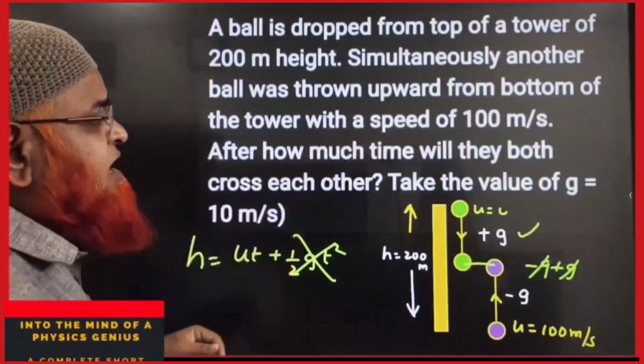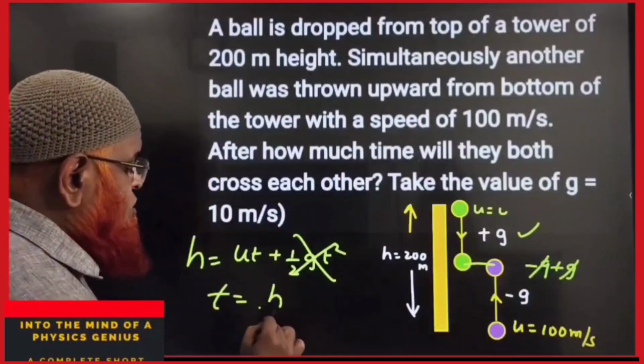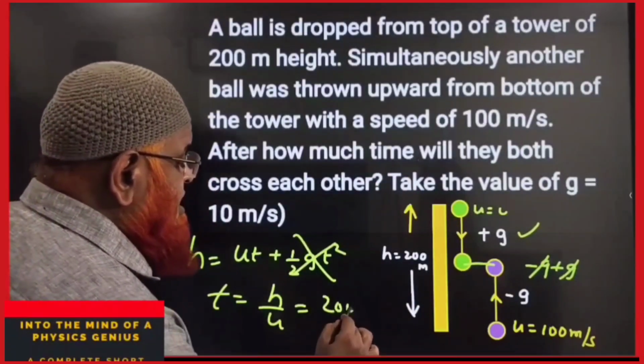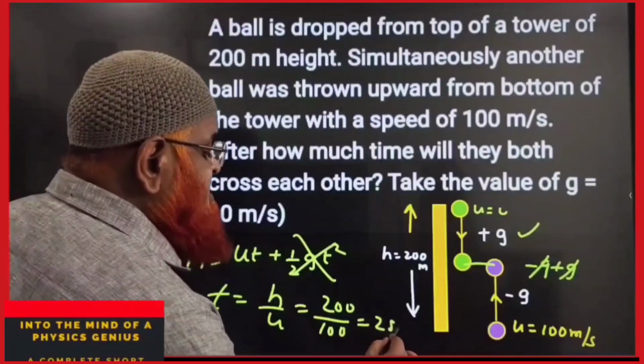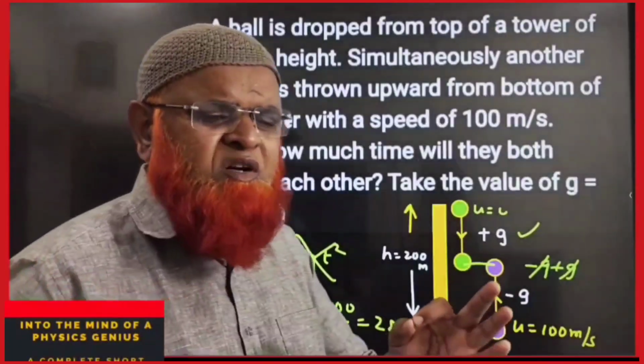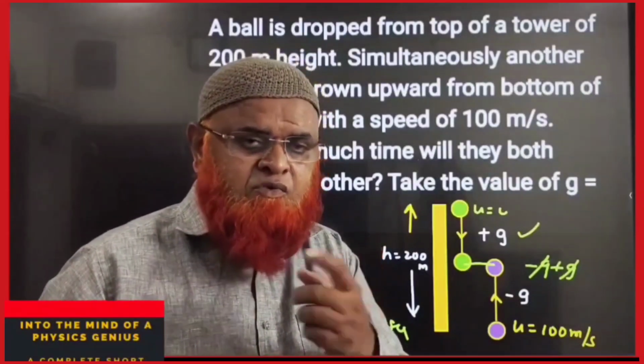He is asking us to find out the time taken to meet. So just write time t is equal to h by u. That is 200 by u, which is 100 meters per second. Your answer is 2 seconds. So, a wonderful short trick. Have you seen it anywhere on the internet? No. Thank you very much.